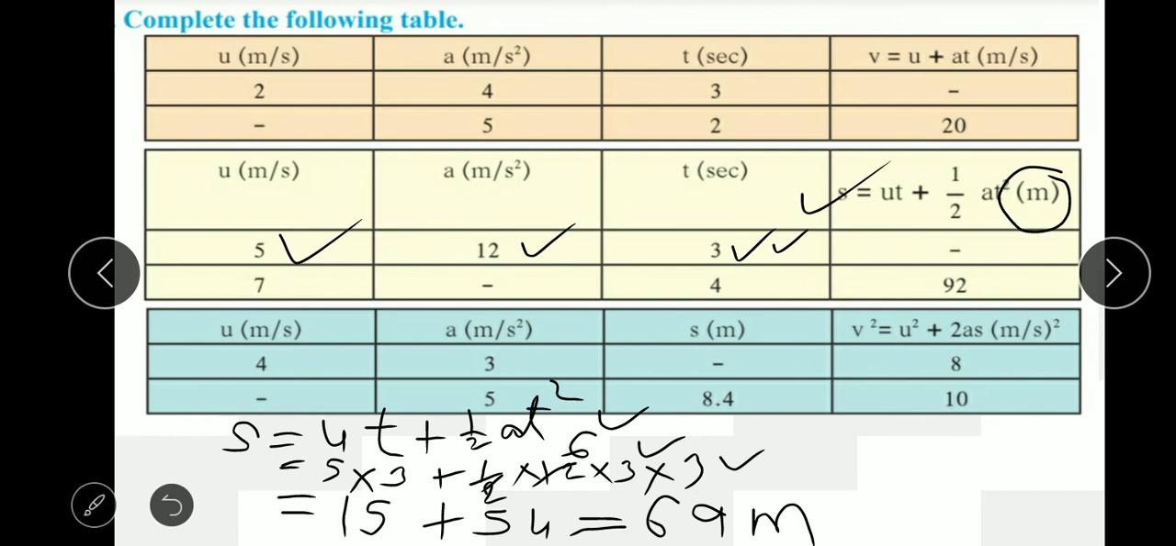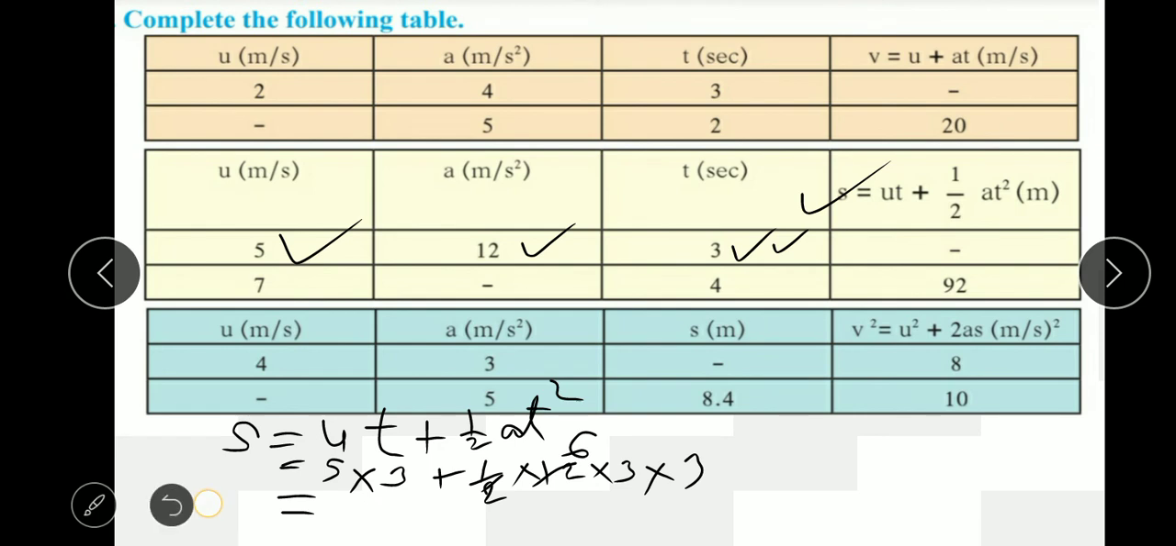Let's see the next sum. Here I'll teach you how to solve the next sum also. Just a second, students. I'll just rub this out and then we'll continue with the next sum.